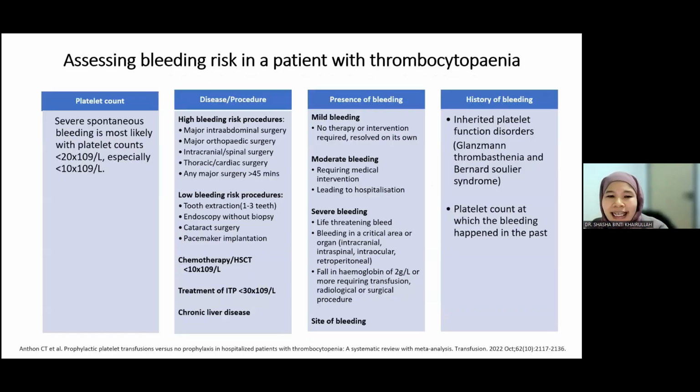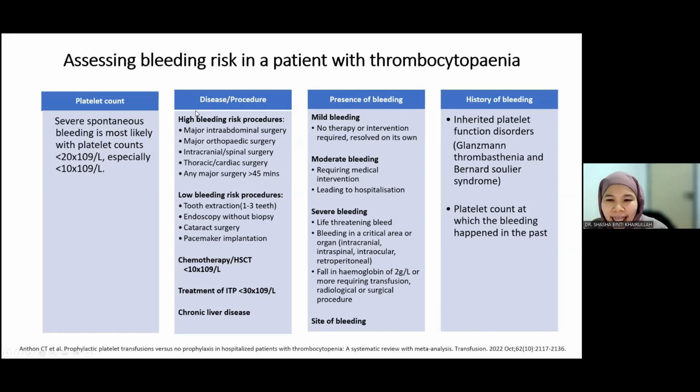So this is really my take on how I assess bleeding risk in a patient with thrombocytopenia. So first of all, looking at the platelet count. Now, the numbers shown here are derived from trials evaluating platelet transfusion thresholds in patients with chemotherapy-induced thrombocytopenia. And it has been shown that severe spontaneous bleeding is most likely with platelet counts less than 20, and especially less than 10.